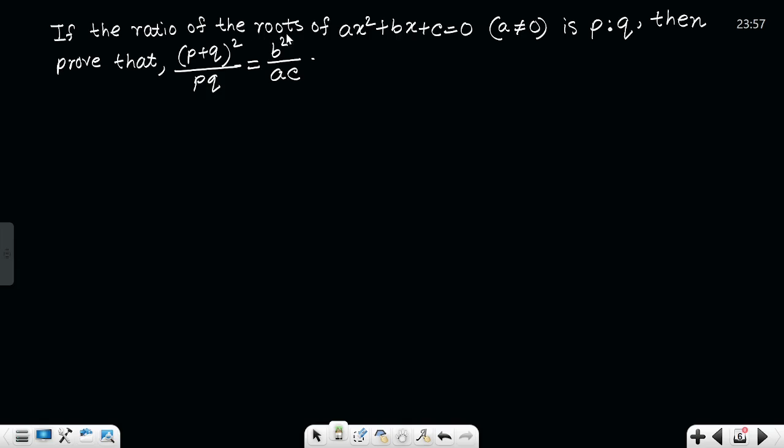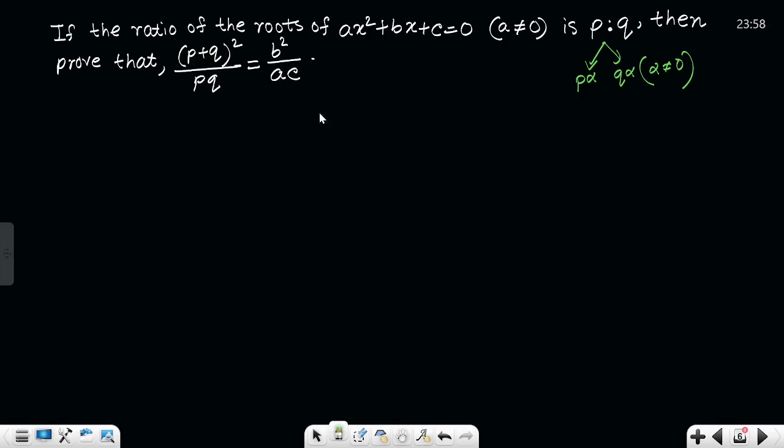If the ratio of the roots of ax square plus bx plus c equal to 0 is p is to q, then prove this. So, how we will do it? This is a very good question. So in these questions, the ratio of the roots is given. So we can imagine that the roots are p alpha and q alpha, where alpha is not equal to 0. We can write it, right? Okay, p alpha and q alpha.